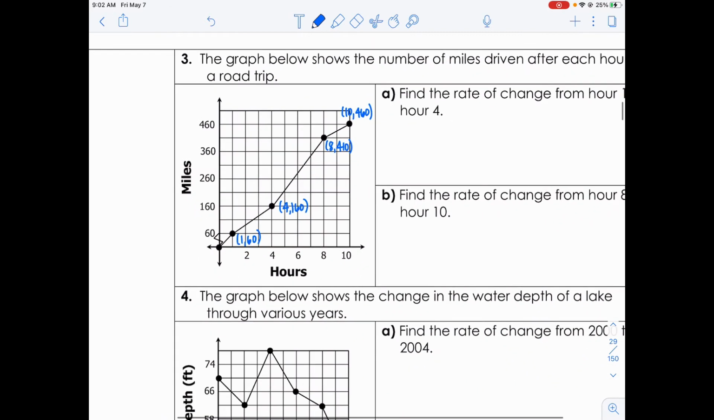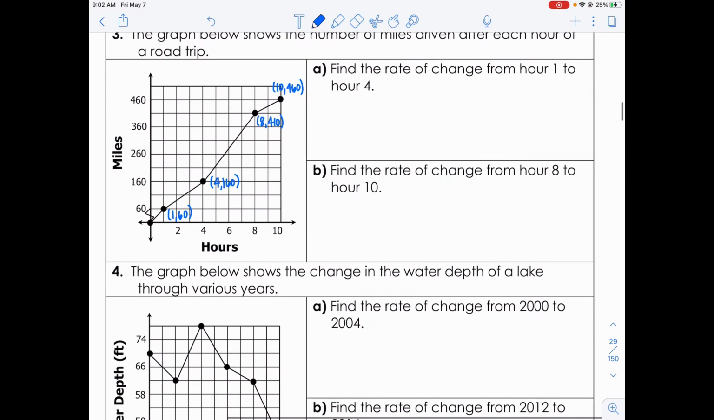Now I have my ordered pairs listed out. I'm going to go over to my questions and figure out which ones they're asking me to look at. So for the first one, it says find the rate of change from hour 1 to hour 4. So this is hour 1, this is hour 4. So those are the two ordered pairs that I'm going to be using.